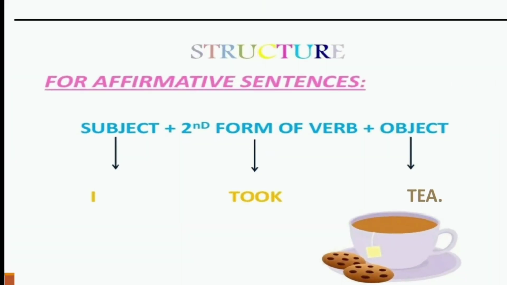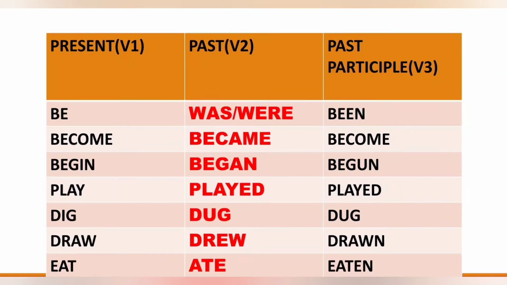Now, let's see the structure for affirmative sentences. Subject plus second form of verb plus object. I took tea. Let's see the second form of verb highlighted in red here. Be, was or were, been. Become, became, become. Begin, began, begun. Play, played, played. Dig, dug, dug. Draw, drew, drawn. Eat, ate, eaten.